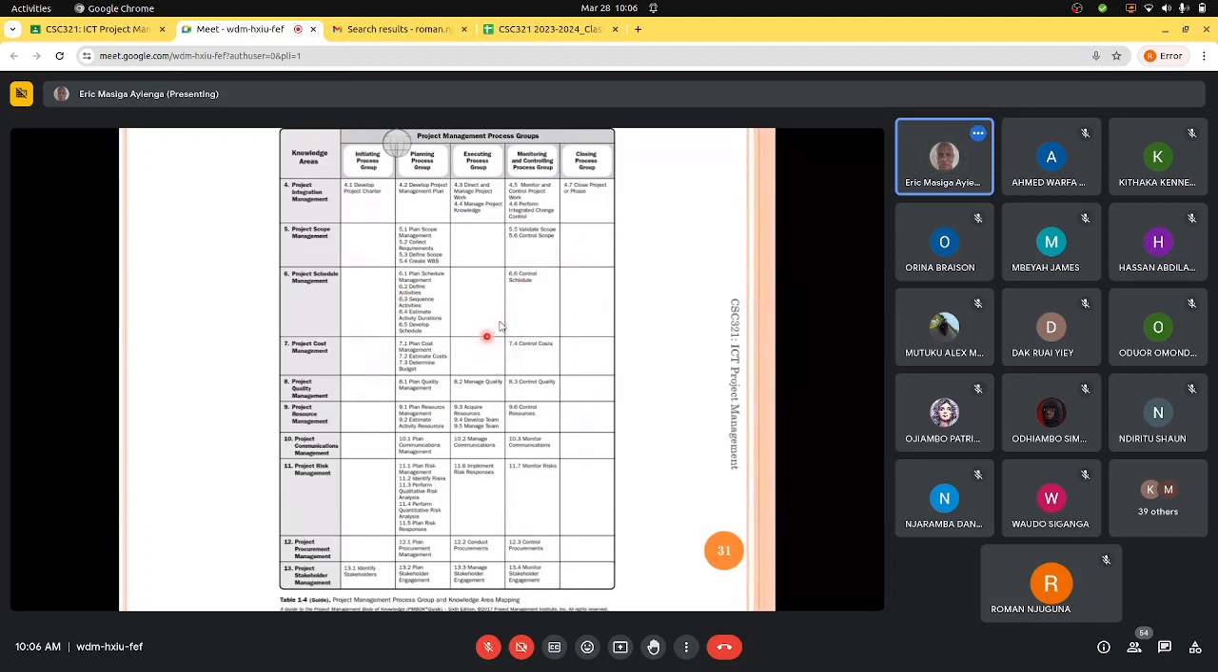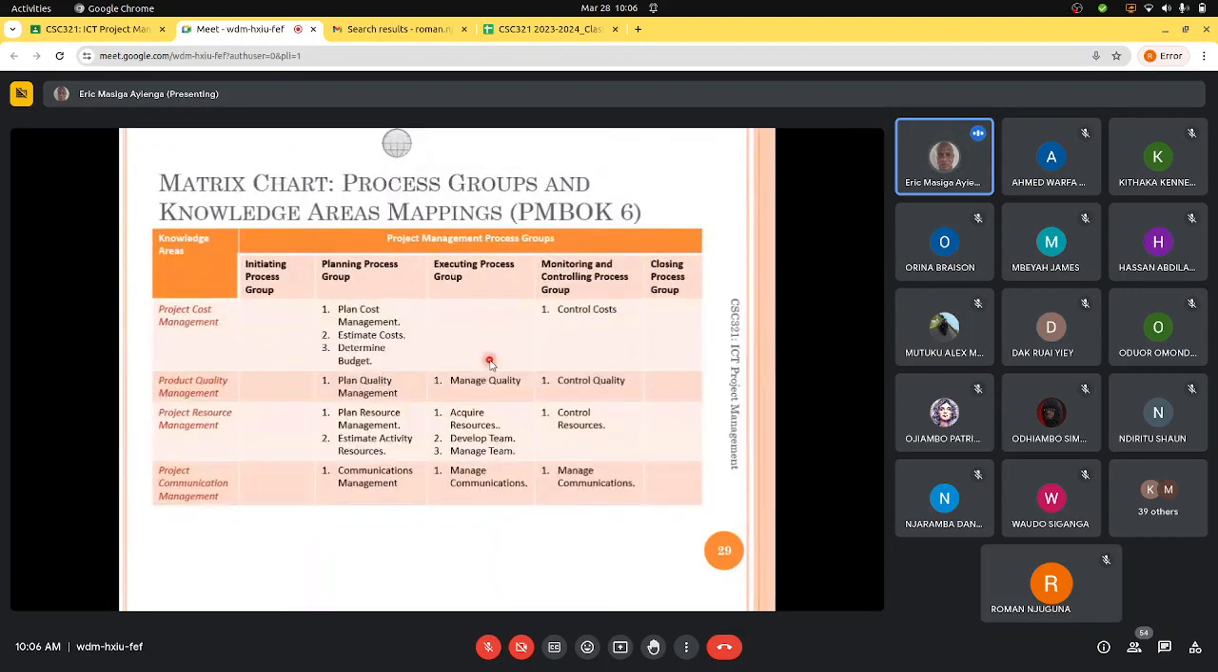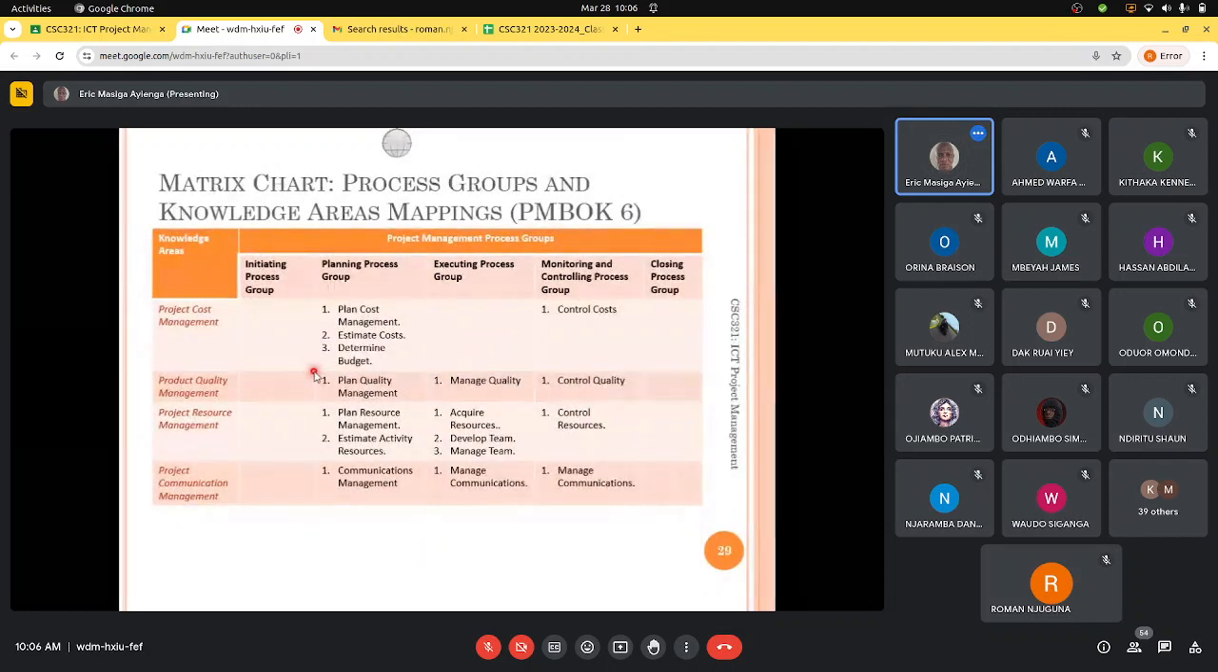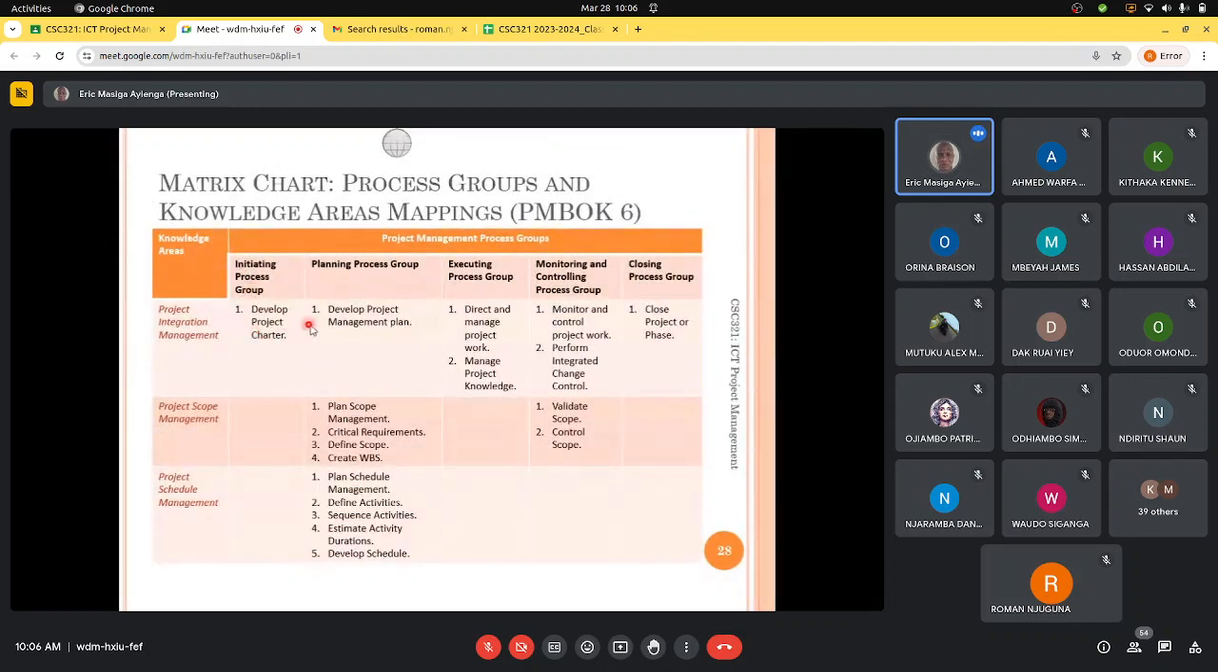Now, I pulled this out of the PMBOK version 6. But what you can do is you can just expand it. But basically, it's just a repeat of what I've been talking about here. It's just a repeat of this.